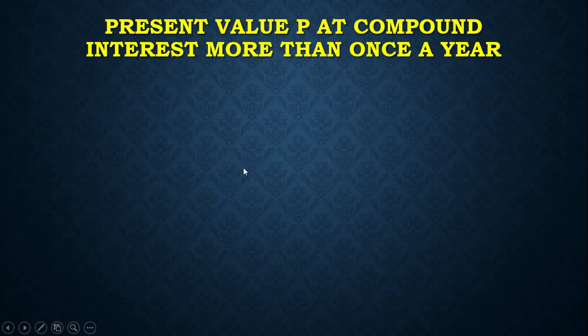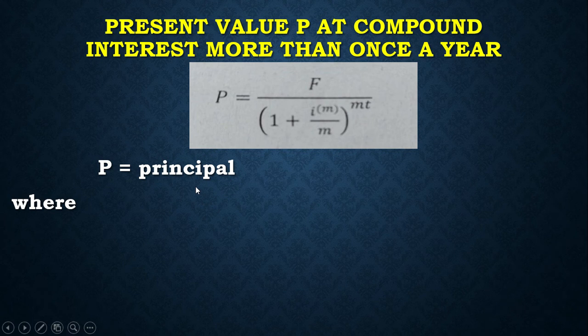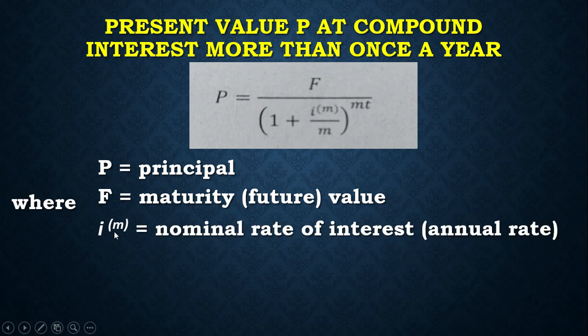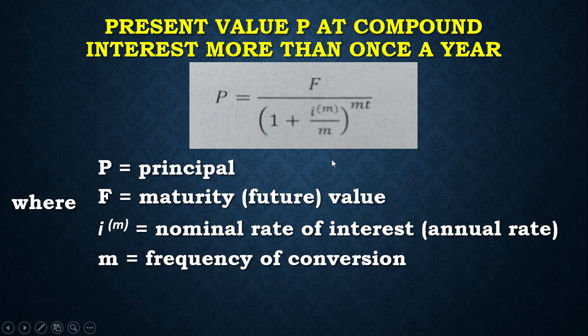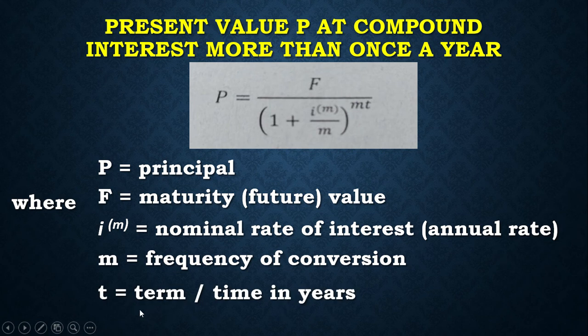Present value P at compound interest more than once a year. We have the formula: P is equal to F divided by the quantity of 1 plus small letter i raised to m divided by m, and the closed quantity has an exponent of mt, where P is the principal, F is the maturity or future value, i raised to m is the nominal rate of interest or the annual rate, and small letter m is the frequency of conversion, also the one in the exponent. And t is the term or time in years.